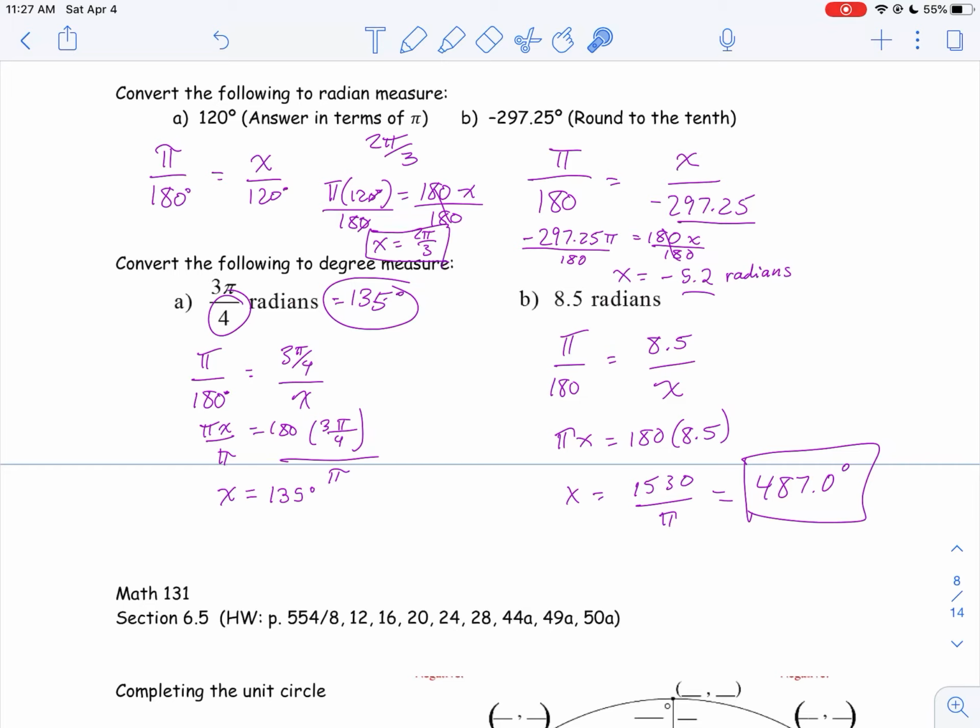So here we go. Quick review. You can always think through, I shouldn't say always. Sometimes you can think through what this looks like on the unit circle with just fractions and dividing it up to get your answer. Sometimes you can use the proportion that pi is 180, set that up and cross multiply.